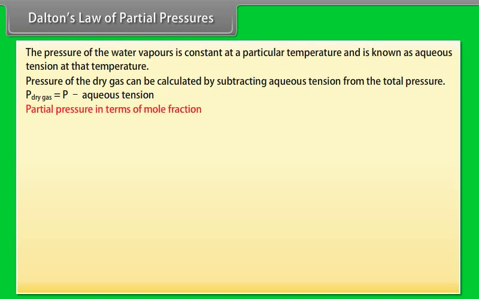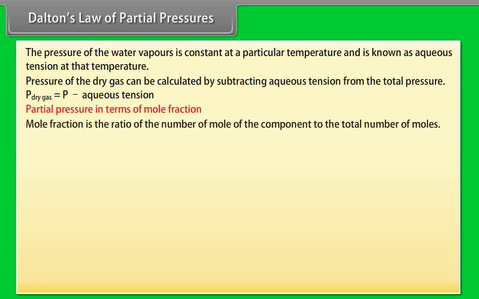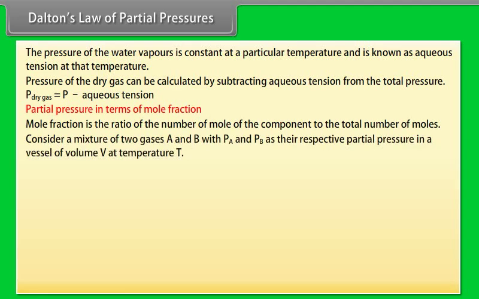Partial pressure in terms of mole fraction. Mole fraction is the ratio of the number of moles of the component to the total number of moles. Consider a mixture of two gases A and B with PA and PB as their respective partial pressures in a vessel of volume V at temperature T. Then, PA is equal to nA RT by V, PB is equal to nB RT by V.